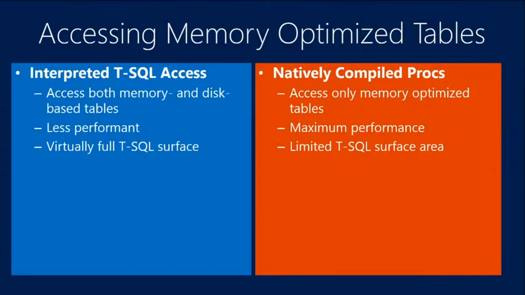So with interpreted T-SQL, you can access both memory optimized tables and traditional disk-based tables in the same query, in the same procedure, without limitations. Whereas in natively compiled stored procedures, you can access only memory optimized tables. So if you need to access both types, you cannot use a natively compiled stored procedure. But of course, what you can do is take a regular interpreted T-SQL stored procedure, and for some piece of logic that you really want to optimize inside this procedure, you create a separate natively compiled stored procedure and call it from your interpreted procedure.